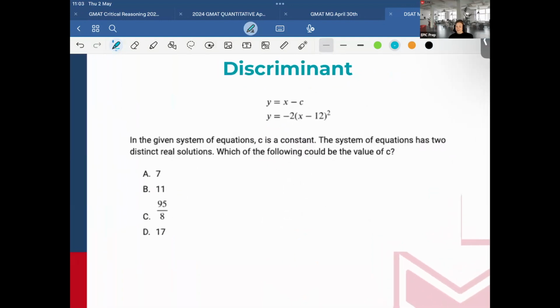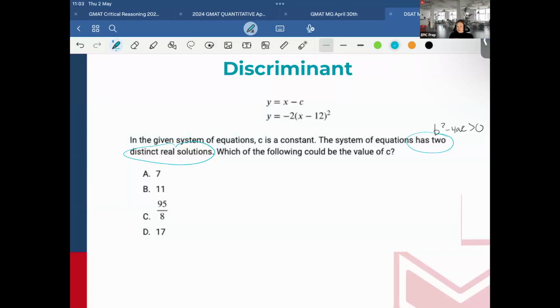So this one, very common to appear as well. In the given system of equations, c is a constant. The system of equations has two distinct solutions. So again, I know that the discriminant, b squared minus 4ac, should be greater than 0, which is all could be the value c.